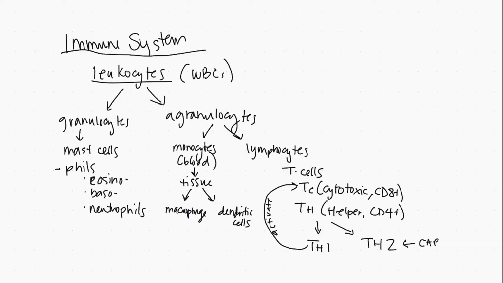That these T helper cells get a color here. T helper cells are CD4 positive. Our CD8 positive guys, on the other hand, are only our cytotoxic T cells. So the guys that are actually actively cytotoxic T cells have CD8 positive markers. Our helper cells have CD4 positive markers.